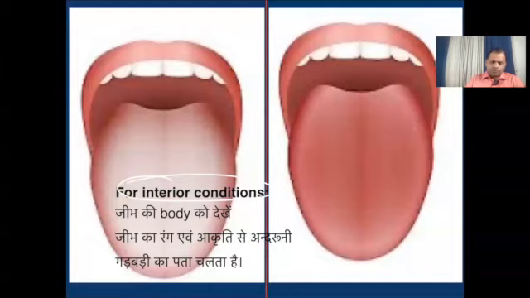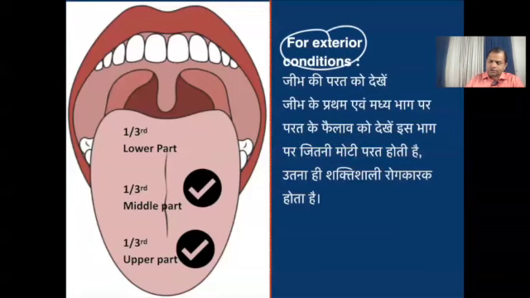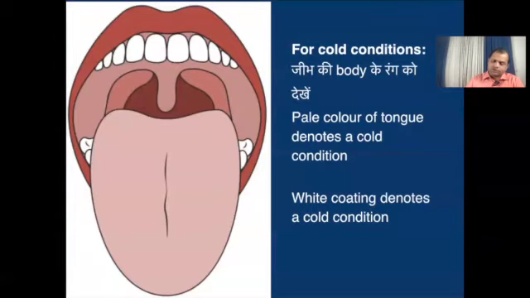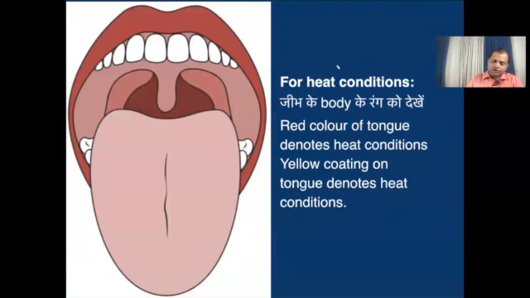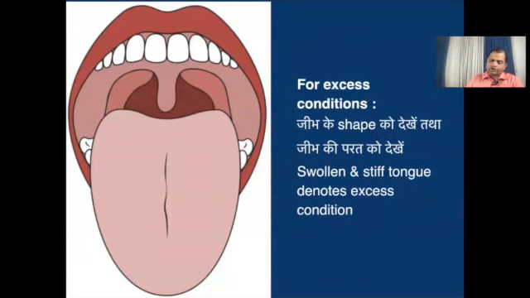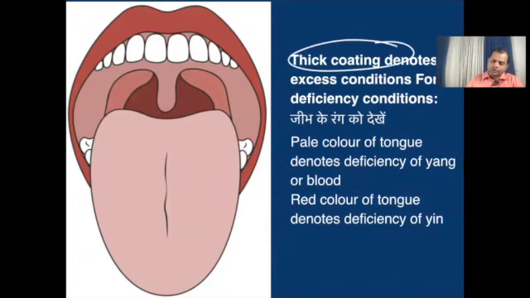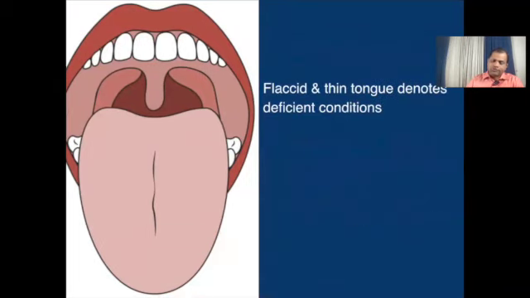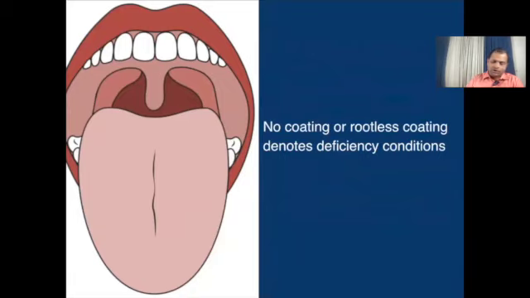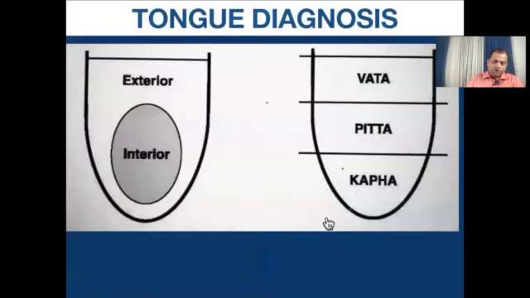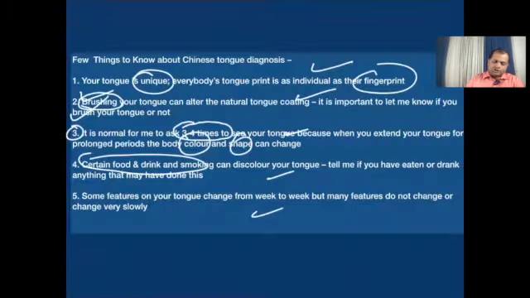Now we will go through all the conditions: exterior condition, interior condition, cold condition of the tongue, heat condition of the tongue, the coating of the tongue. We will go through the flaccid and thin tongue and no coating on the tongue. Okay, so let's see all the things one by one.